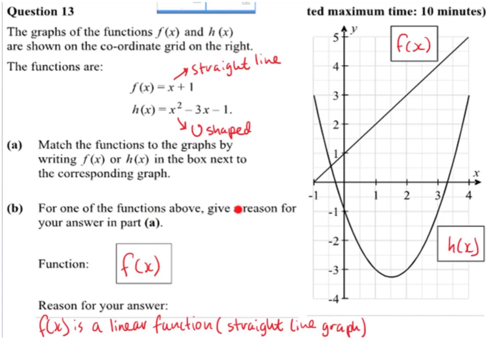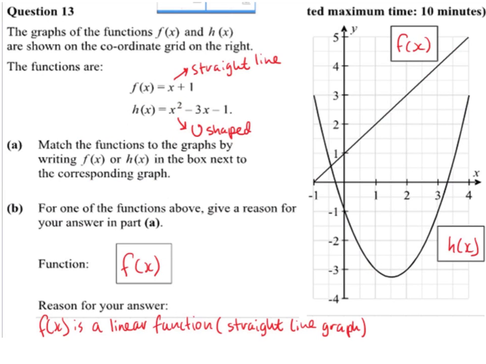Part B, for one of the functions, give a reason for your answer. Well, if I just choose f of x, which was the first one, the straight line. F of x is a linear function, which means it's going to be a straight line graph. Alternatively, we could have chosen h of x and said that the x squared part gives us a U-shaped graph.